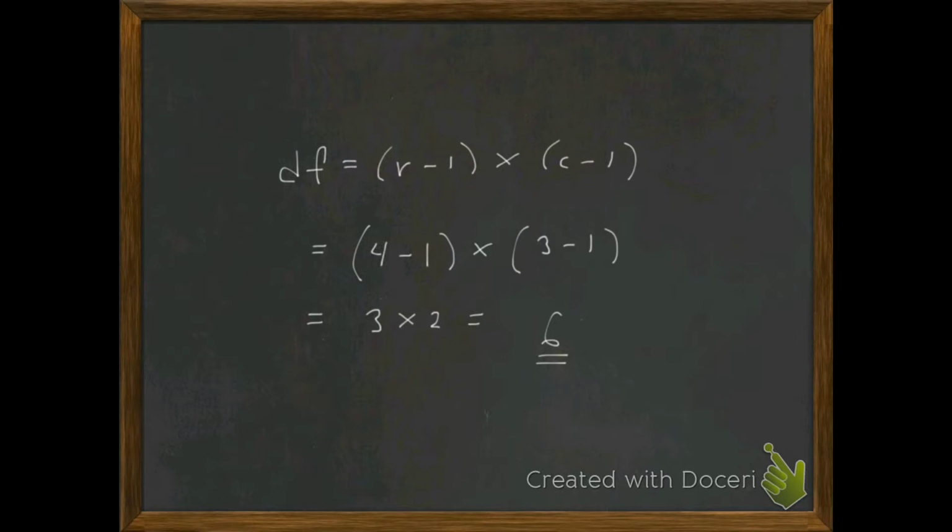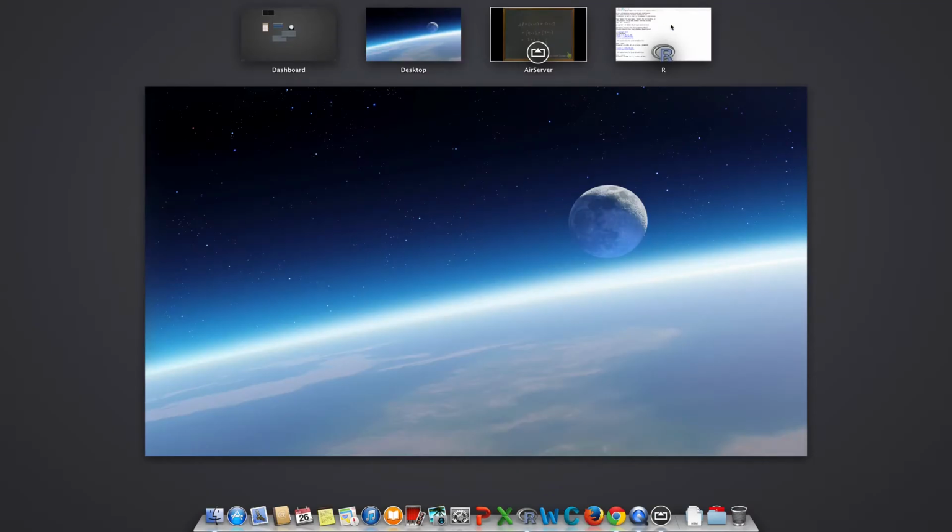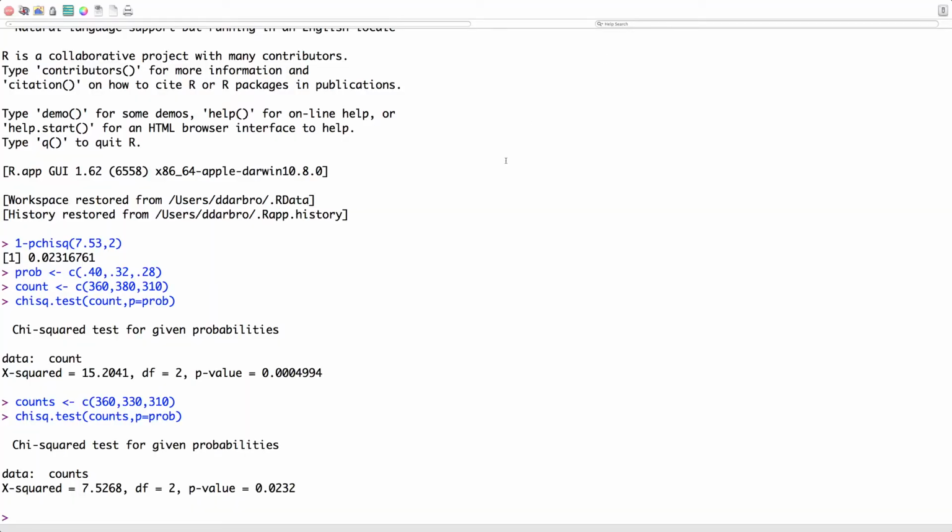Now, what I want to do is get out of this and go into R, and let's just show how we would set this up using R. So that's the way we would run a chi-square test of independence if we were going to actually do it in the education setting.